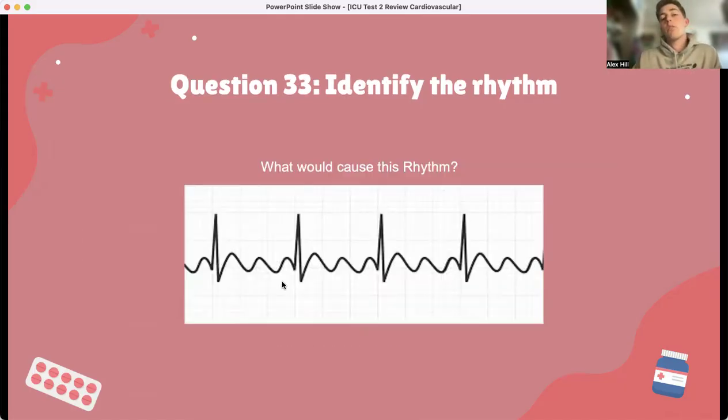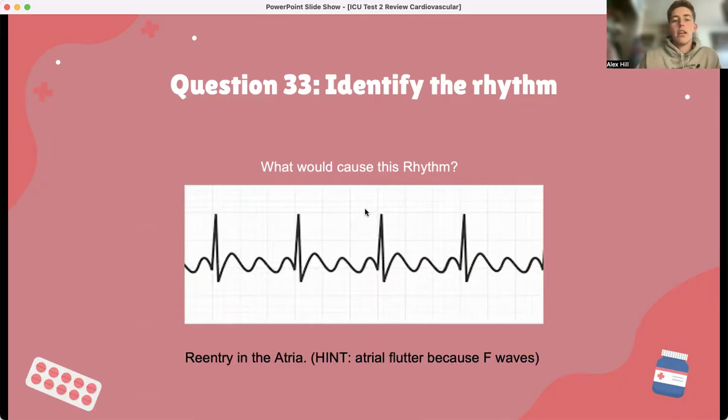What would cause this rhythm? So identify the rhythm. It's not lying to me because it's consistent, so it's not a fib. It must be a flutter. And then what causes that? It's re-entry in the atria. So you have those electrical rhythms that are going around and around and essentially mimicking an atrial contraction, which is your P wave. So you see all of these things, but they call them F waves. They're not true P waves.